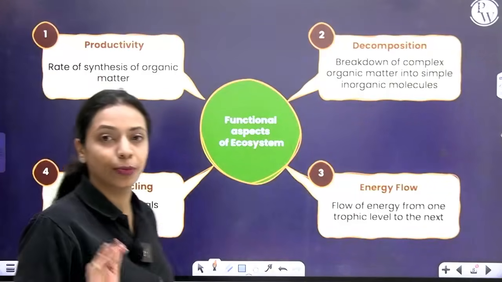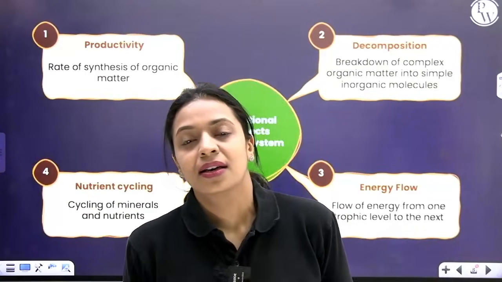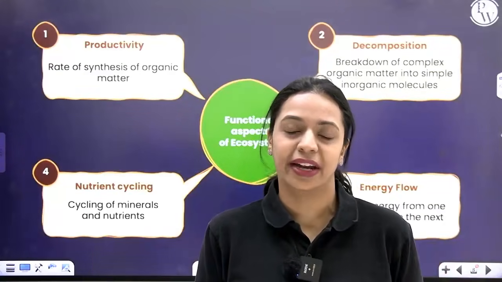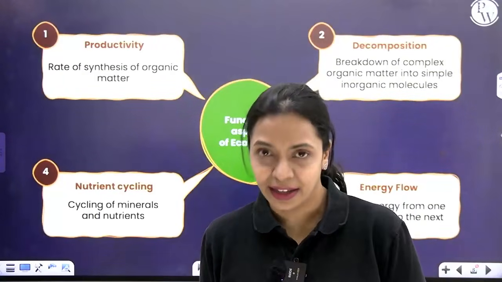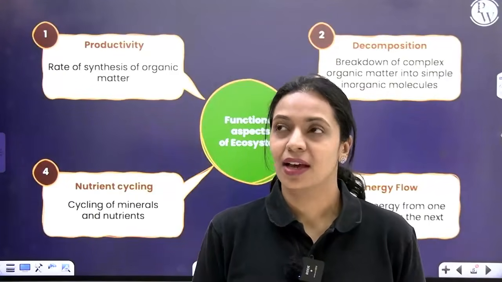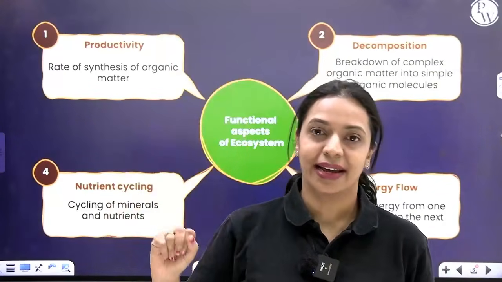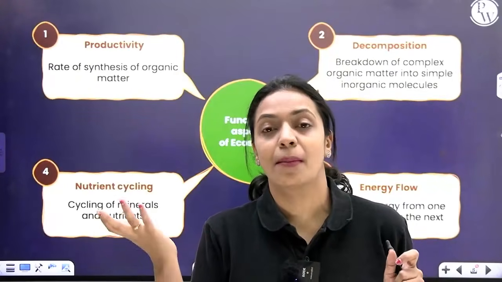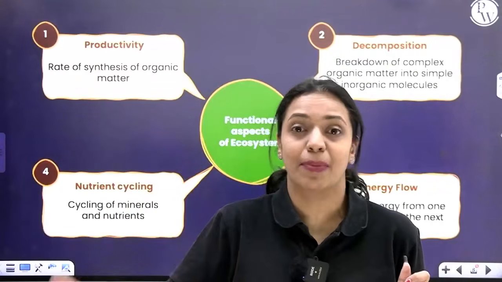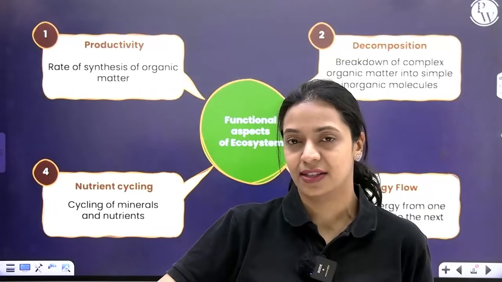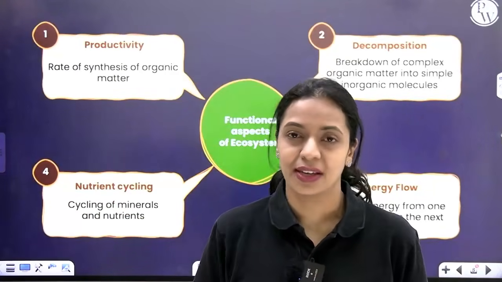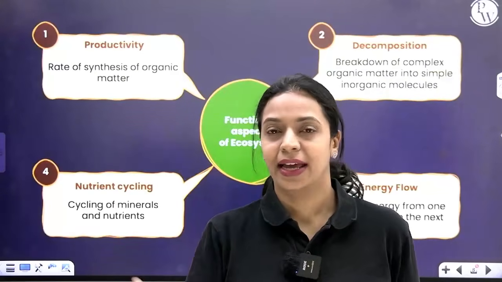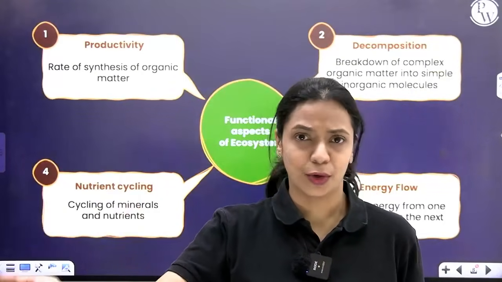First, let's talk about productivity. What is productivity? Basically producing organic matter, synthesizing new organic matter, and the rate at which that happens is called productivity. For example, plants use sunlight to synthesize food. Something is being synthesized inside a living organism. That is called biomass. So that organic matter that is synthesized, the rate at which it is getting synthesized, is one type of productivity.